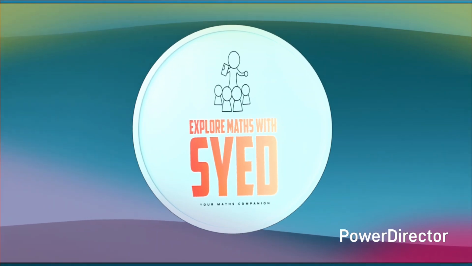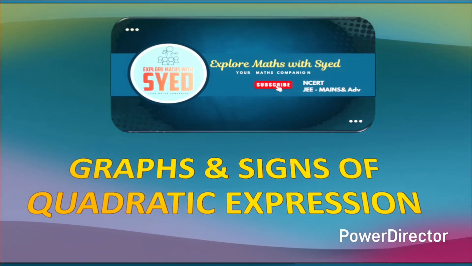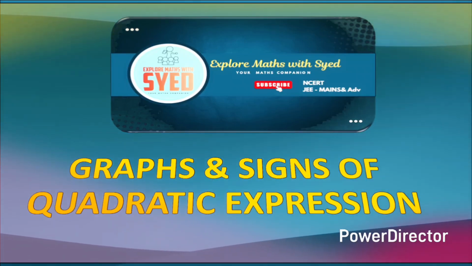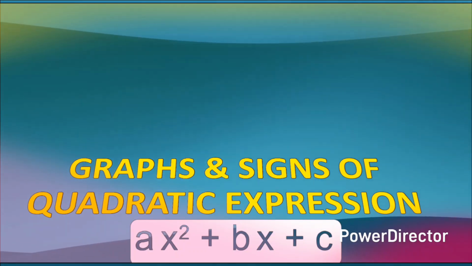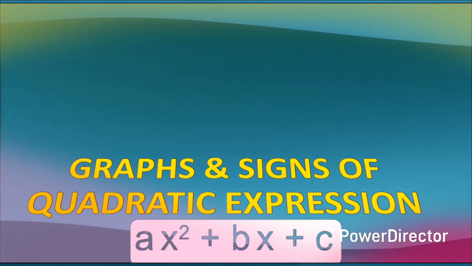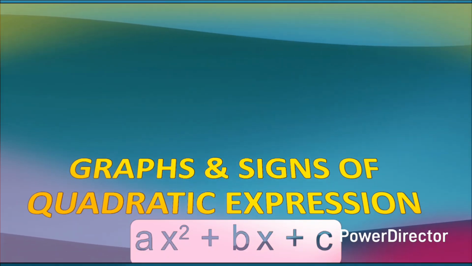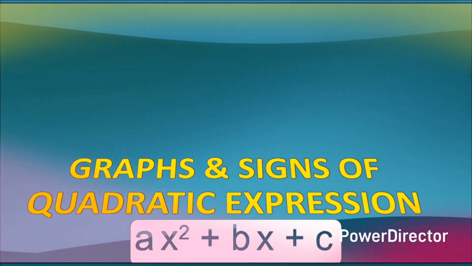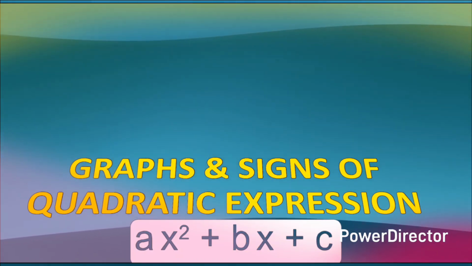In today's class, we are going to discuss graphs and signs of the quadratic expression, that is ax square plus bx plus c. Regarding this, we will see in this video how the graphs represent different values of a, either positive or negative, and how they depend upon the discriminant.